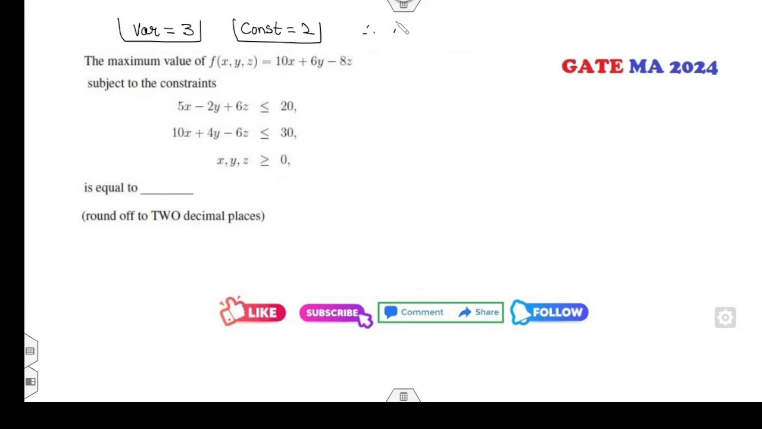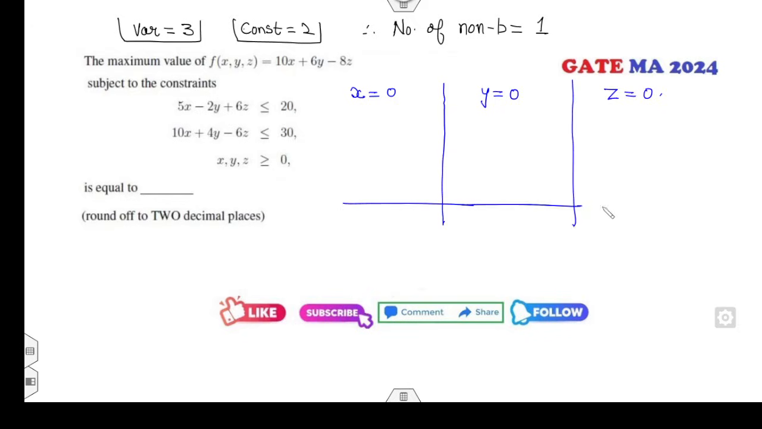That means the number of non-basic variables, how many will you have? 3 minus 2, 1. What is the meaning of the 1? That means either x is 0, or y is 0, or z is 0. Fine. Now we make these 3 cases, solve each of them, and find the value of f. That is the right answer.